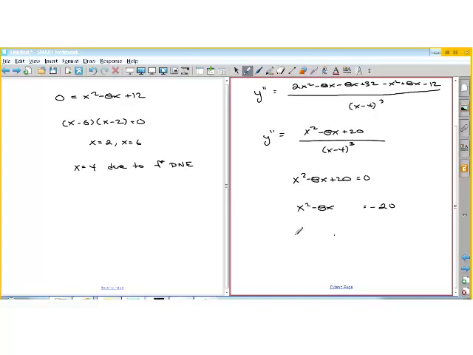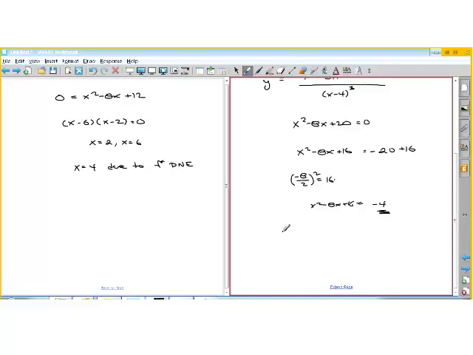And so you take negative 8 divided by 2, square that. That gives you positive 16. So add 16, you add 16. And the problem is that the right-hand side is now negative. And if you ever get to this point where it's negative, then you know you're done for. So there's no real solutions to that.